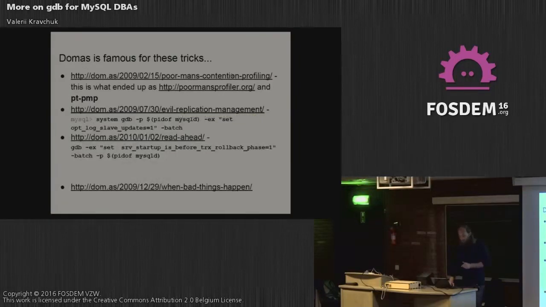But he was really famous for Poor Man's Profiler, which started with just a simple idea. Let's do a backtrace for each thread to see what it does: where it is now and how it came from there. When you do it many times for the same thread, you may find some trend, like it's hanging in the same call stack all the time, or all threads are hanging in similar stack traces.